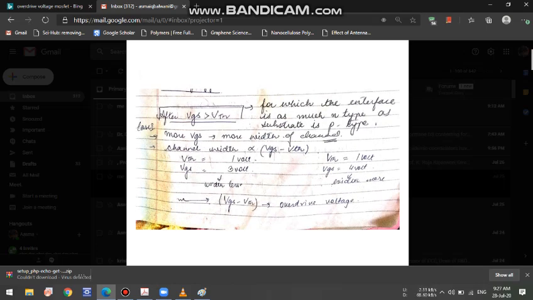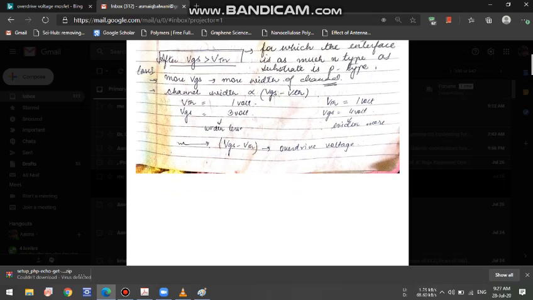Okay, for now, what did we learn? We learned that only after VTH is crossed, a channel is formed, a path for the flow of electrons. Then I told you what VTH is: the voltage which is required to make the interface as much N type as the substrate was P type. And we also learned that the channel width depends on the value of VGS. The more the gate source voltage, the more the width of the channel.